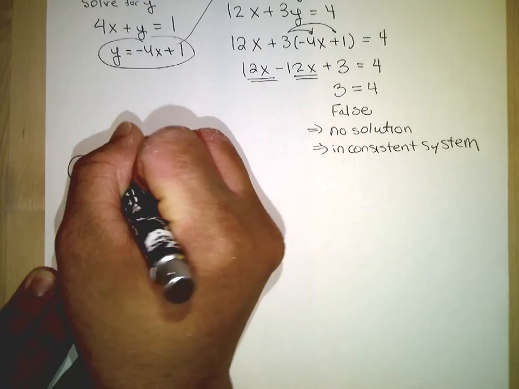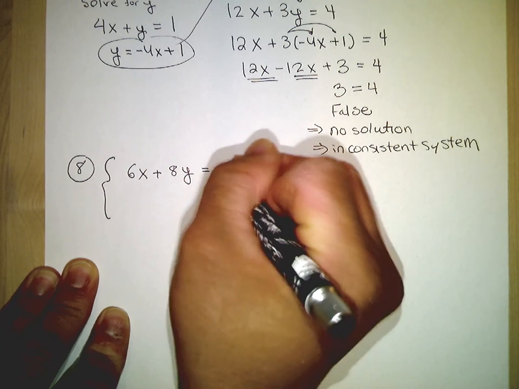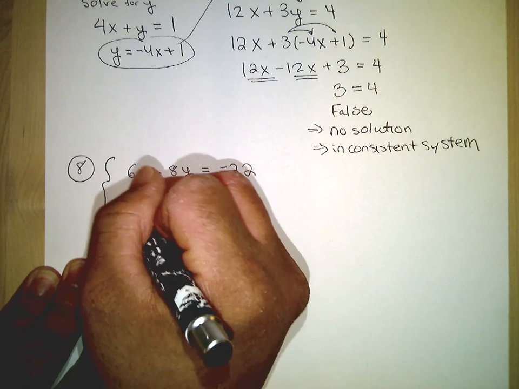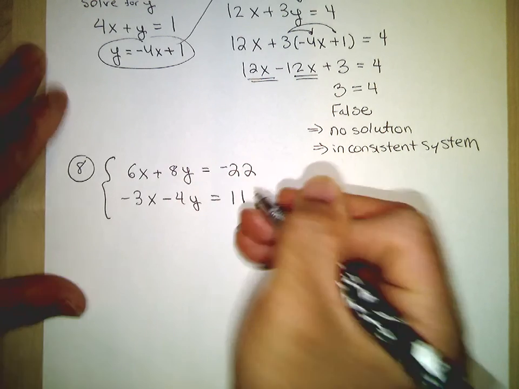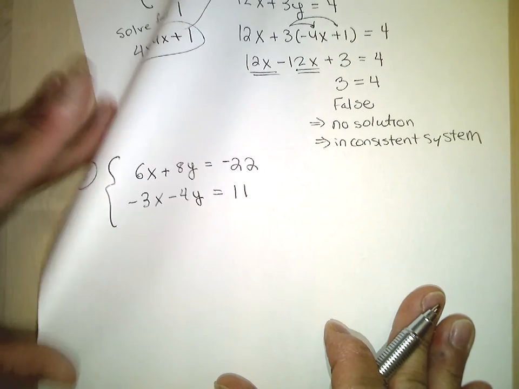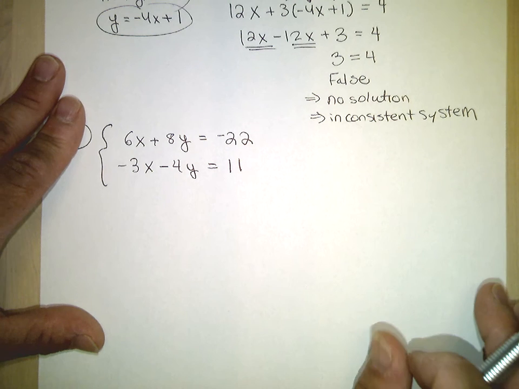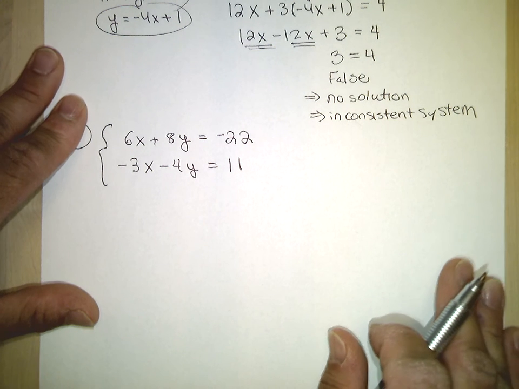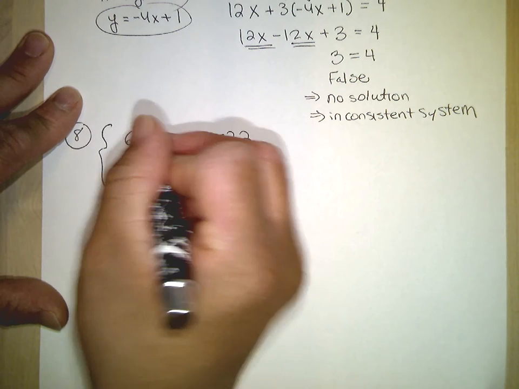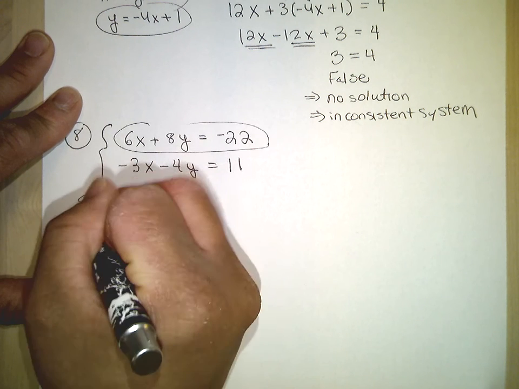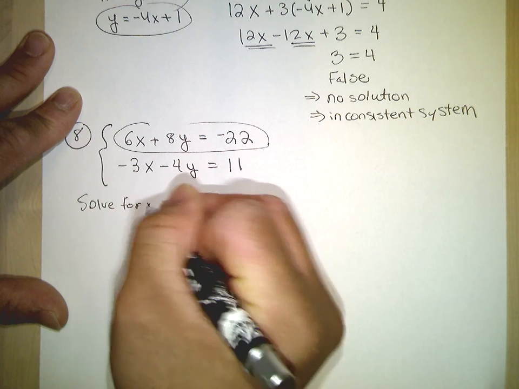So here we go. We have 6x plus 8y is negative 22, and negative 3x minus 4y is equal to 11. So we can solve one of these equations for x or for y here. Again, it doesn't matter which one. So let's just, I'll just pick this one. So solve this one for, let's just say x.